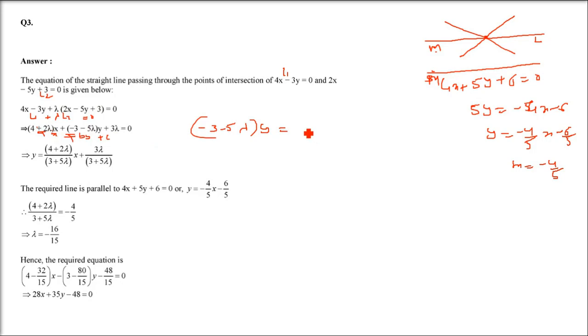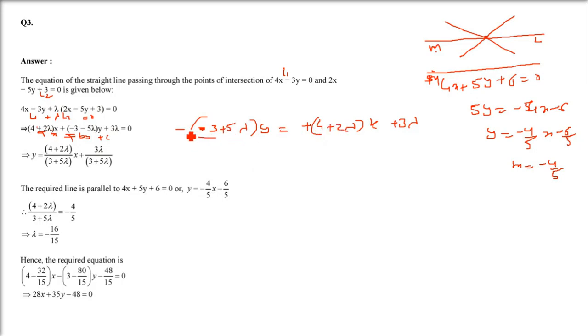I'm taking others on the right hand side. So it will be minus 4 minus 2 lambda and x, and of course minus this minus 3 lambda. So since negative is everywhere, just multiply negative on both the sides. So just get rid of the negative sign. So you have plus plus plus all this. So 3 plus 5 lambda.